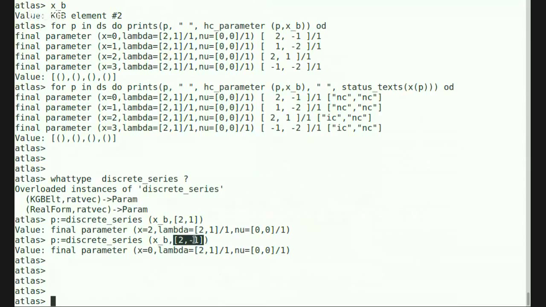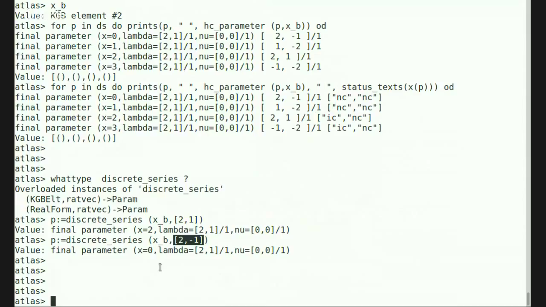conjugating that to 2, 1, and then it's applying W, or maybe it's inverse W, I'm not sure, to XB. So for example, since this is 2, 1 itself, I'm getting back XB. But here, in order to conjugate 2, 1, 2 minus 1 back to 2, 1, you have to apply the reflection in the long simple root, and that takes x2, excuse me, yes, x2 to x0.